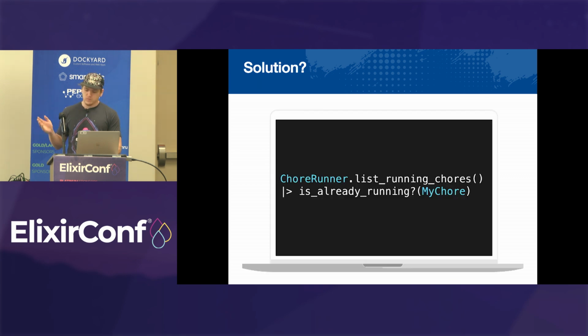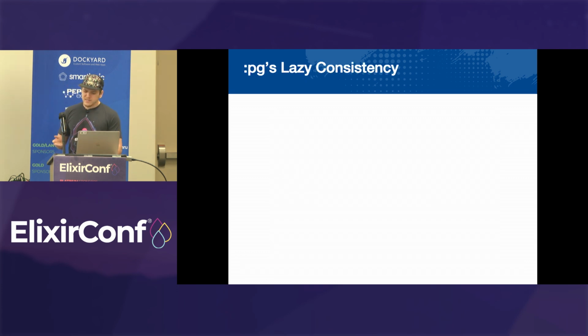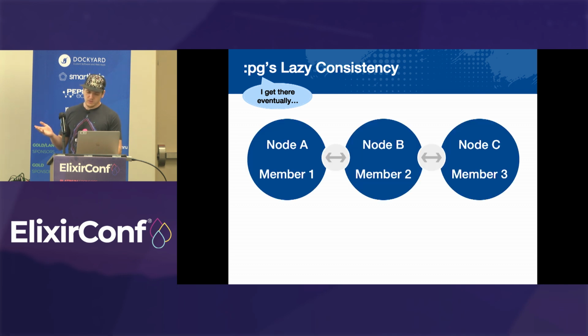We could use my list running chores function before running any chore and check manually, but that could pose a problem. PG is kind of lazy. Its groups are strongly eventually consistent, which means states can temporarily diverge. In addition, group membership isn't transitive. So let's say we have three nodes with some minor net split. Node A can see node B, but cannot see node C.